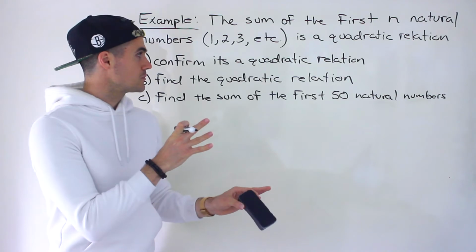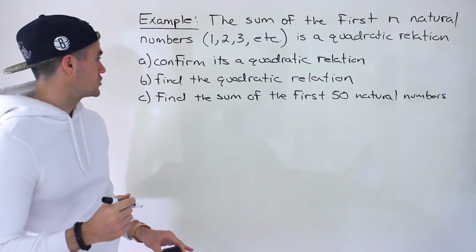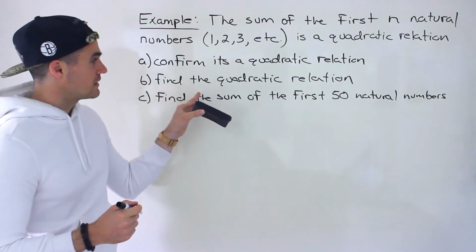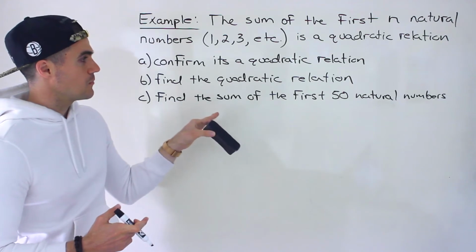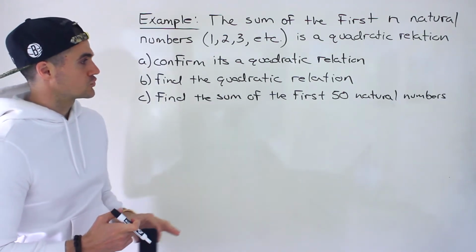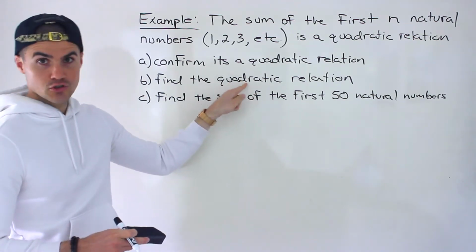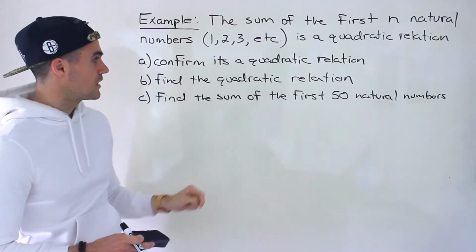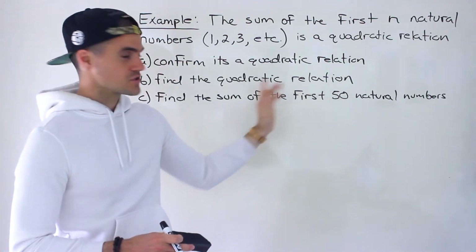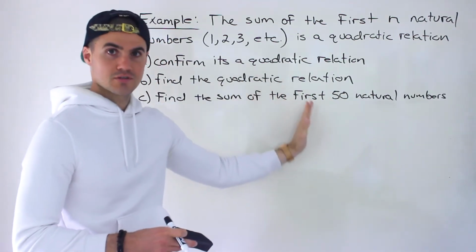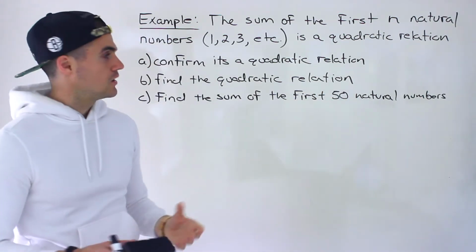And so given that information, in part A, we have to first confirm it's a quadratic relation. In part B, we have to find the actual quadratic relation. And then in part C, we have to find the sum of the first 50 natural numbers. So obviously with part C, we're going to use the equation that we find in part B, because taking the first 50 natural numbers, summing them all up, like 1 plus 2 plus 3 plus 4, etc., all the way to 50, would take us quite a while.